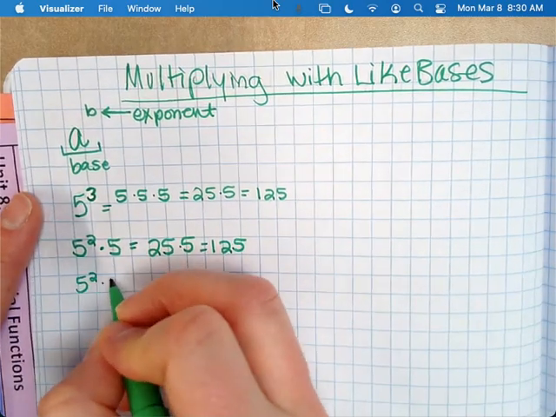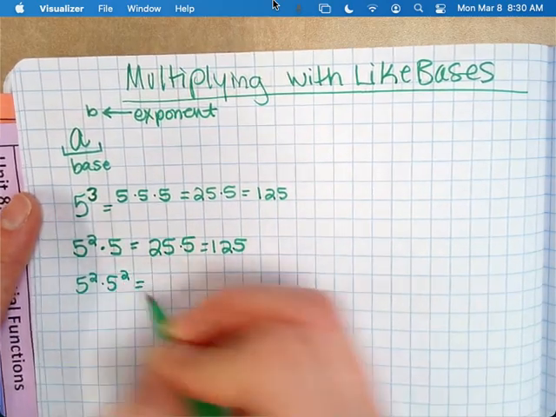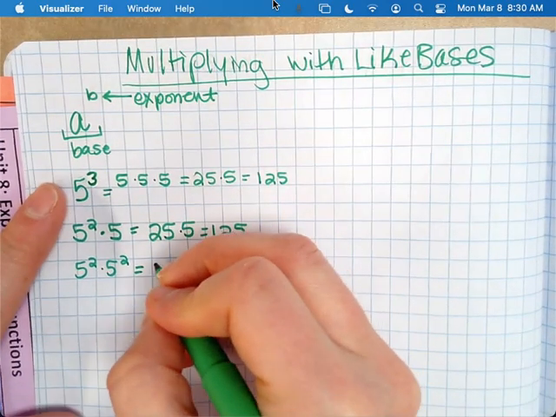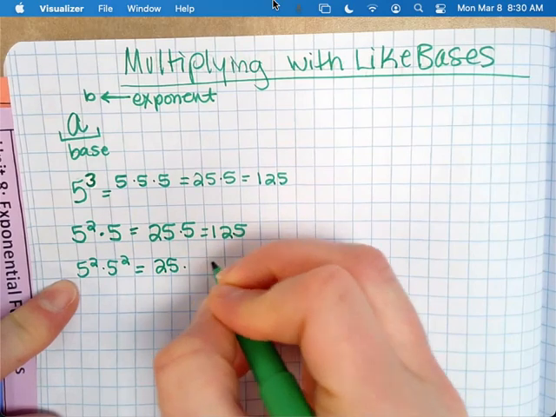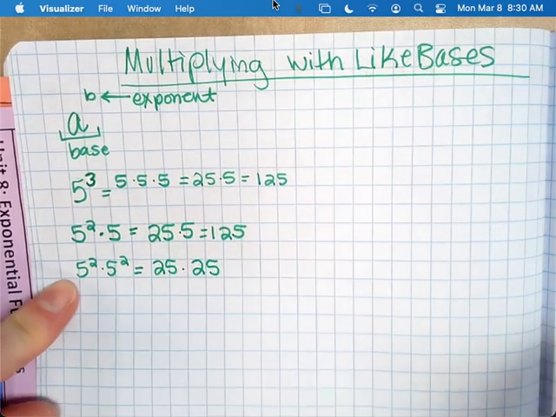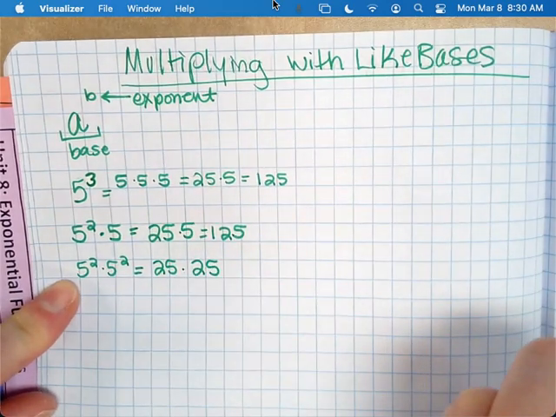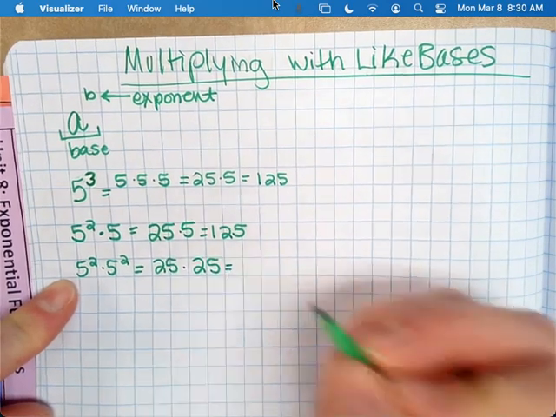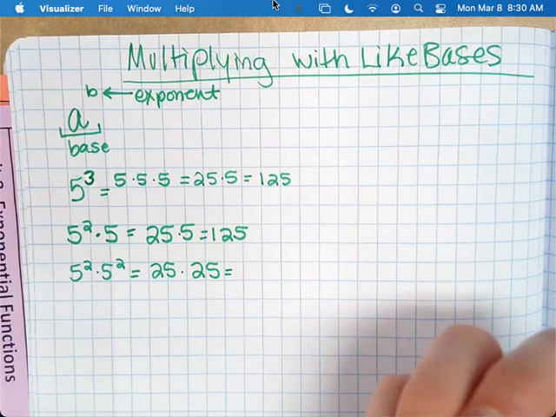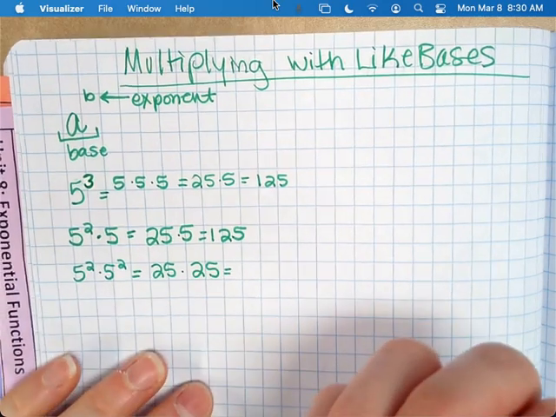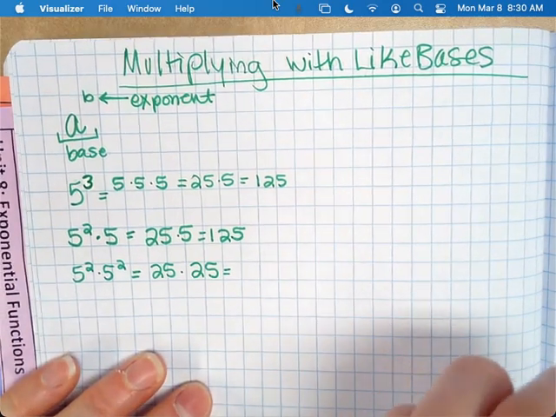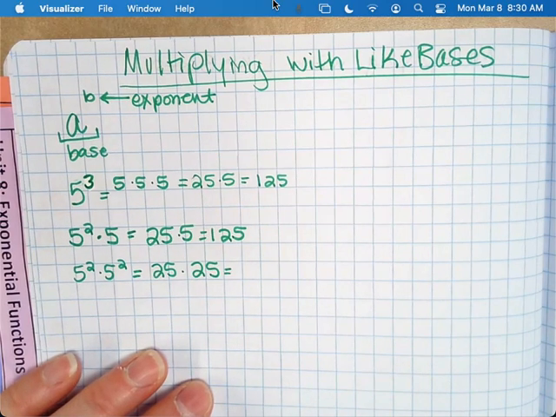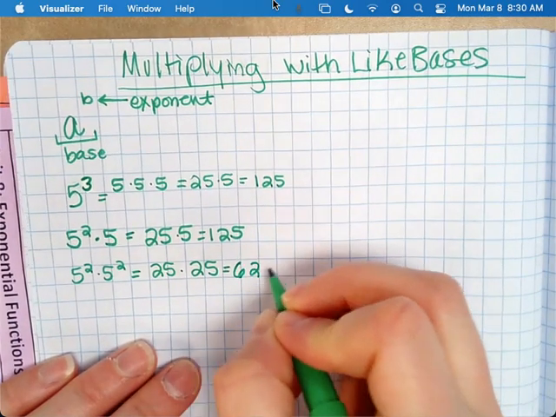5 squared times 5 squared. How do you work that one out in your head? 5 times 5, 25 times 5 times 5. And what is that? Yeah, 625.